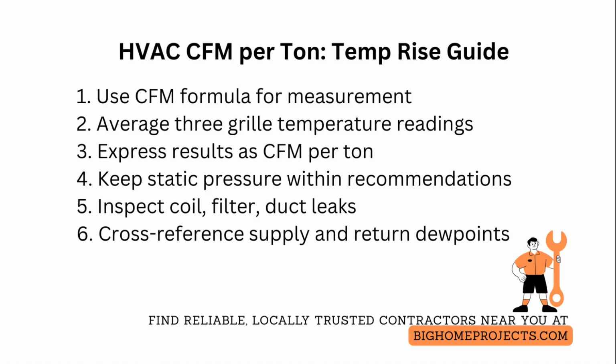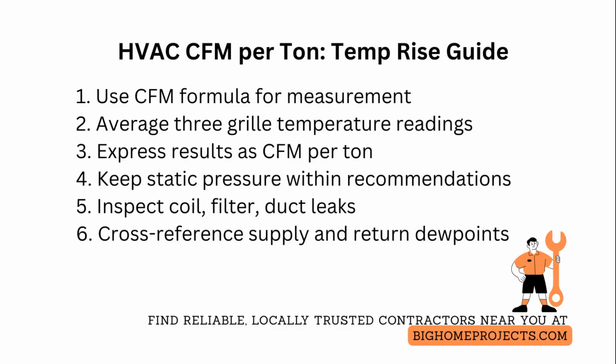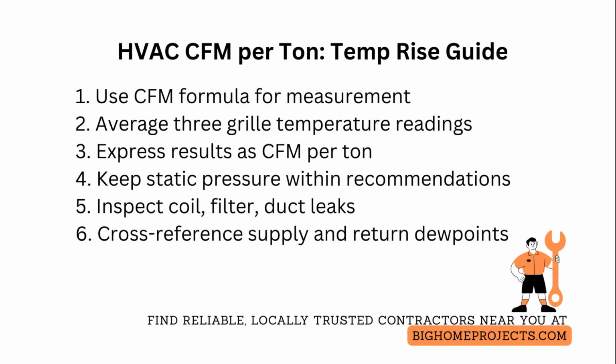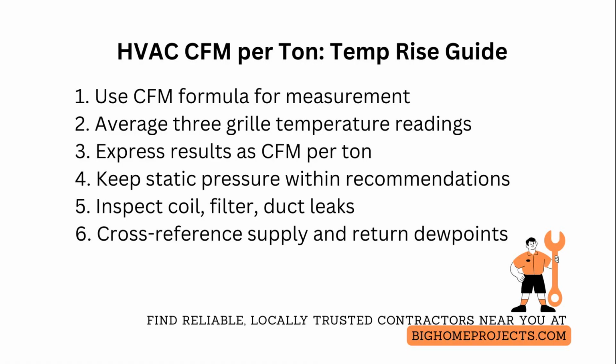CFM equals 344 times the tonnage times the temperature drop across the coil divided by the sensible heat factor when necessary. But for practical field use, the simpler form, CFM equals total heat load in British thermal units per hour, divided by 1.08 times the temperature difference in degrees Fahrenheit, gives a direct read on airflow.